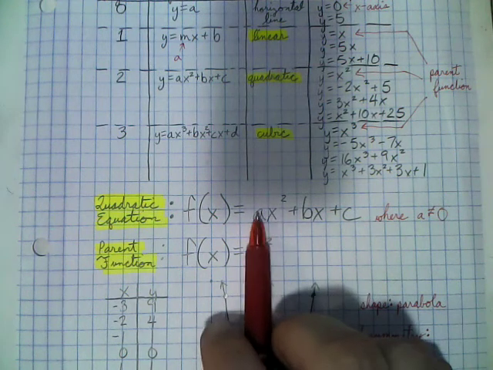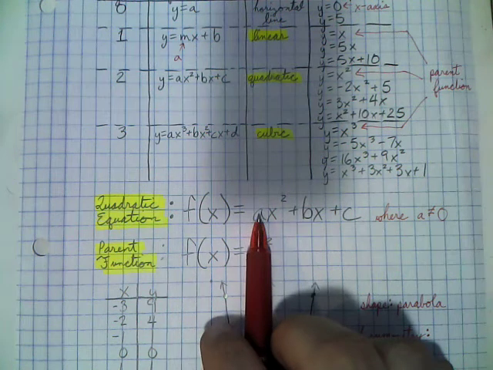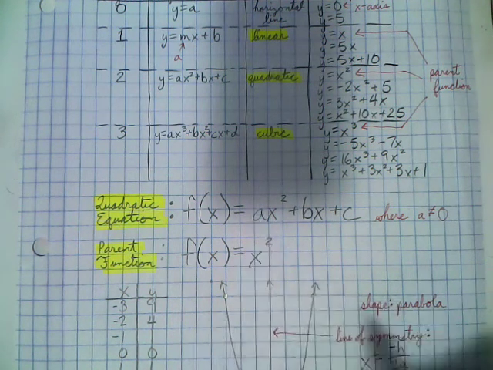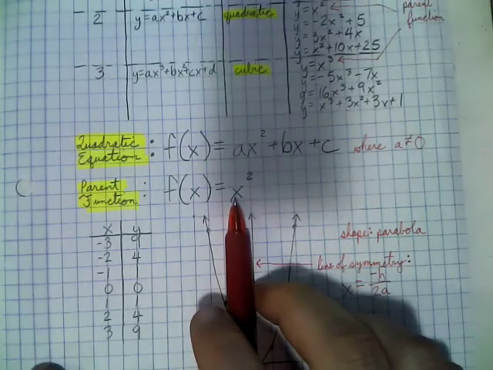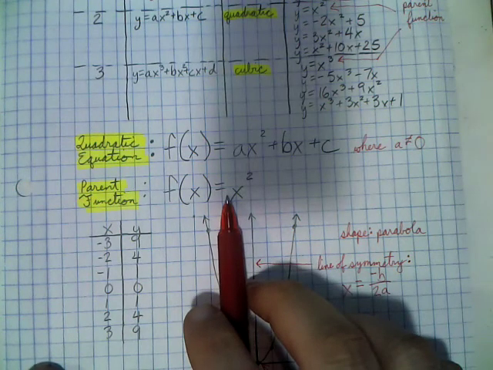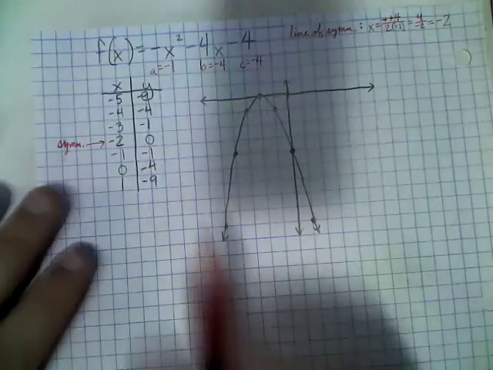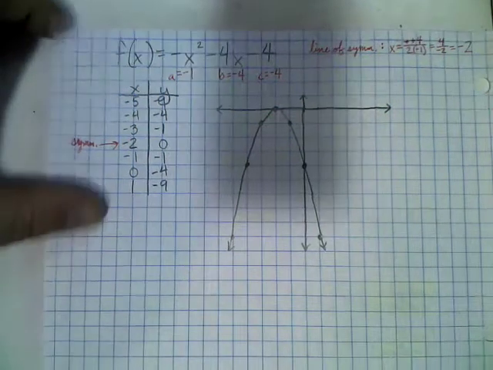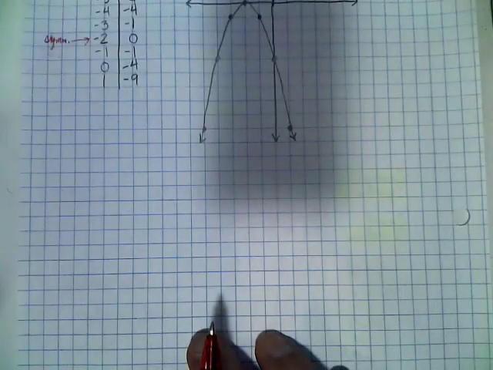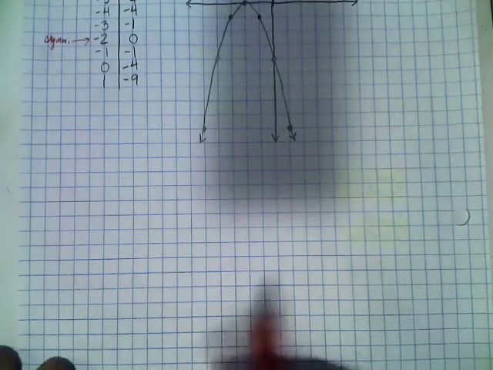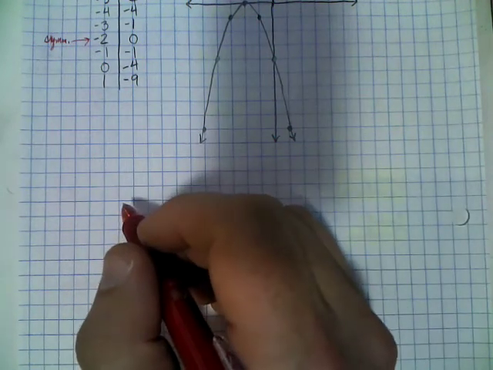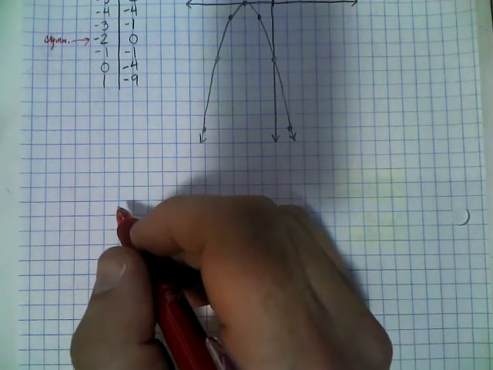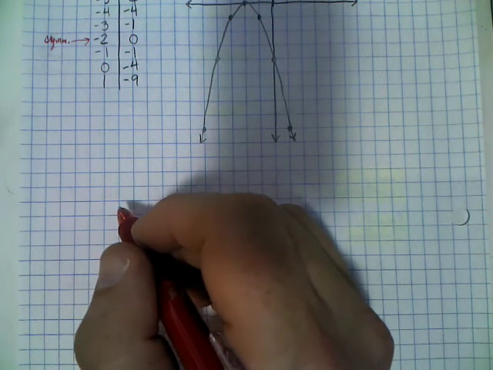And because of that, this A has a controlling power. And its controlling power is whether the graph will open up or down. So consider here in this parent function, our A was a positive 1. But over here, our A is a negative 1. So what I hope you're grasping onto, and I'm going to spell it out just in case you're not, is that the value of A will control whether or not it opens up or down.